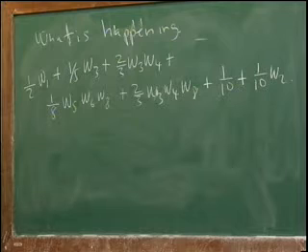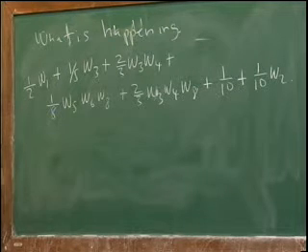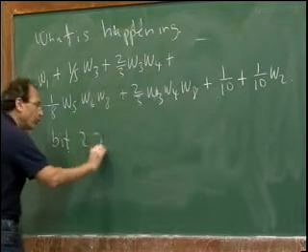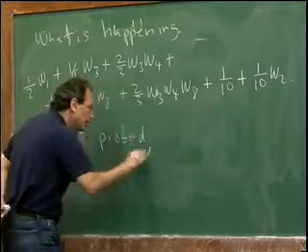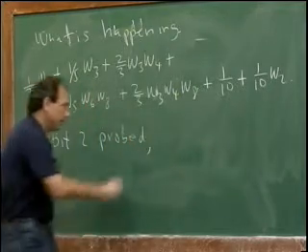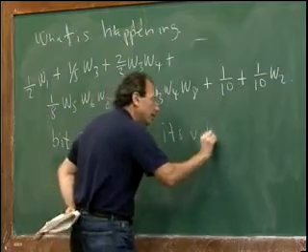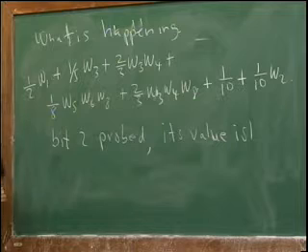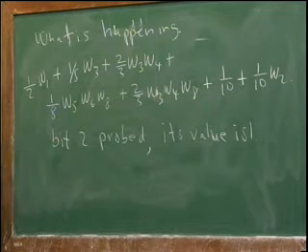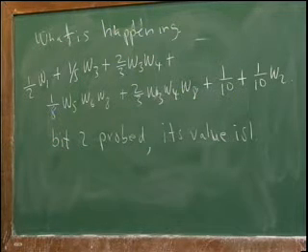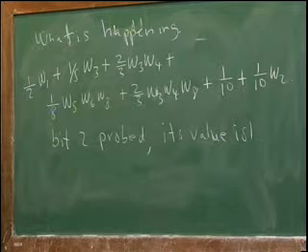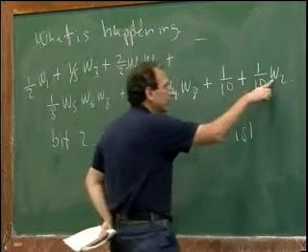Now imagine the algorithm asks, say, about the second bit. So maybe bit 2 is probed, and let's say its value is 1. What happens to our function when bit 2 is probed and its value is 1? Wherever I see omega 2, I put in a 1. So this term here becomes a 1.